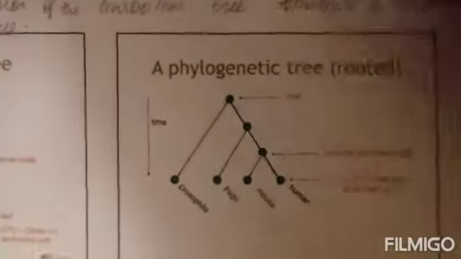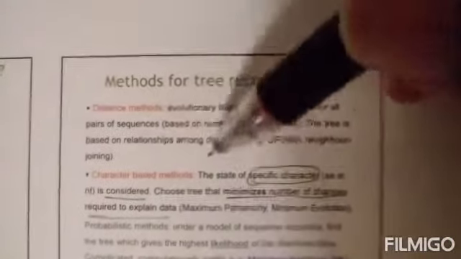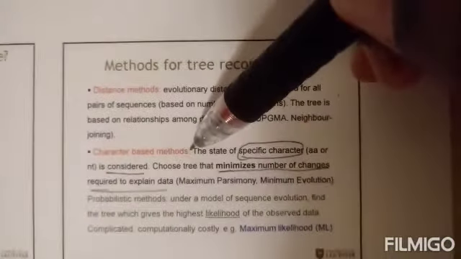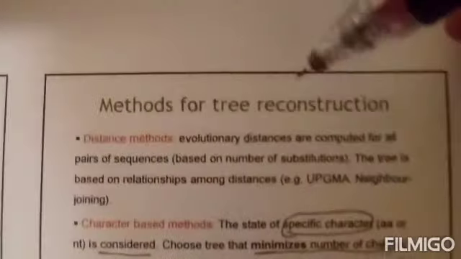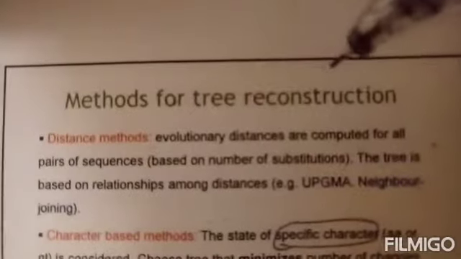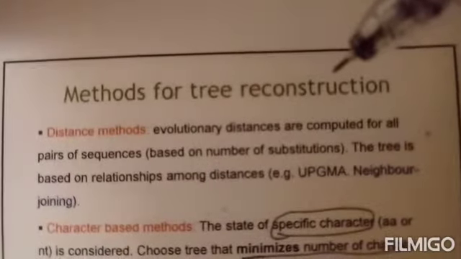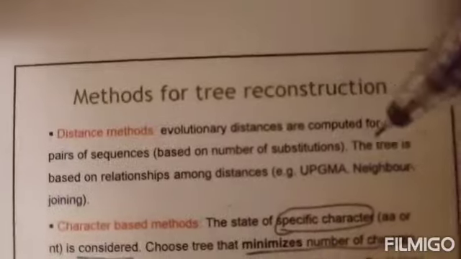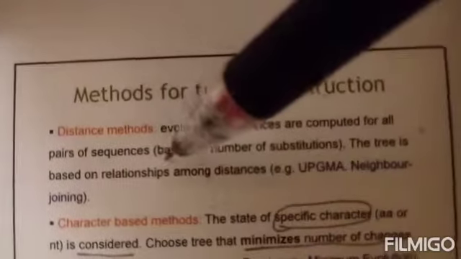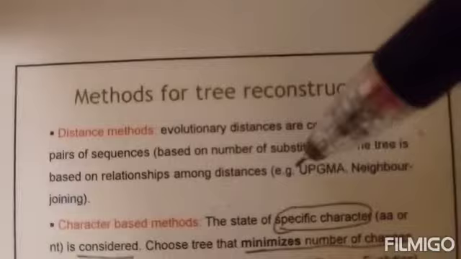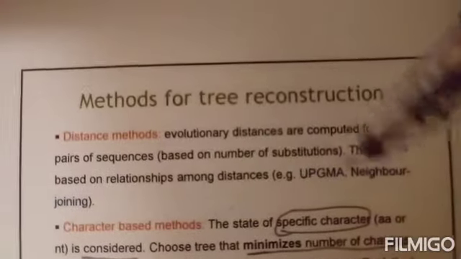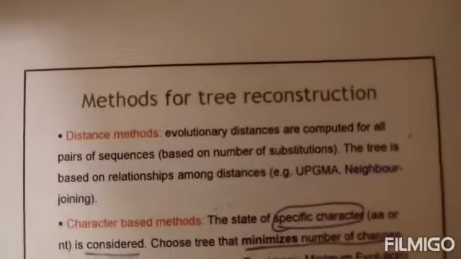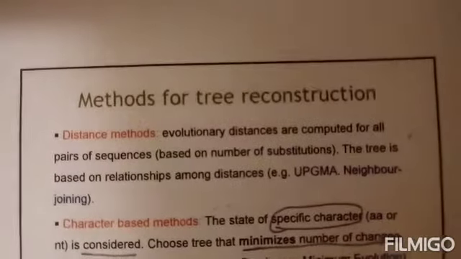These are the internal branches, these are the external branches. Okay, so now I would like to introduce you to the methods for tree reconstruction, that is the distance based methods as well as the character based methods. In the distance based methods, evolutionary distances are computed for all the pairs of sequences, based on the number of substitutions. The tree is based on the relationships among the distances. Examples are UPGMA or neighbor joining. You all may wonder, according to this definition, what does this mean? I will explain this in a few minutes.